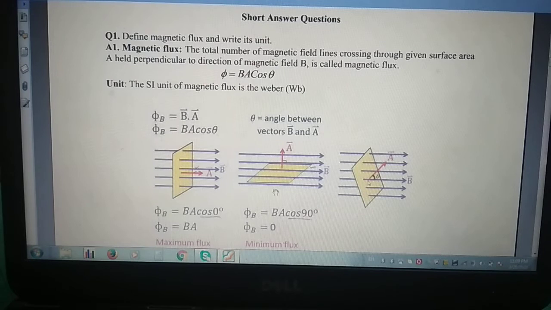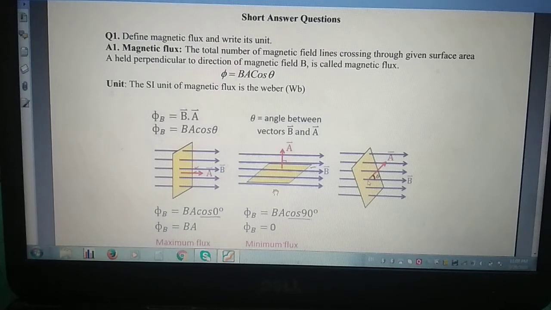Coming to the very first question: define magnetic flux and write its units. Let me read first what magnetic flux is. The total number of magnetic field lines crossing through a given surface area A held perpendicular to the direction of magnetic field B is called magnetic flux. Students, it is a very basic definition.